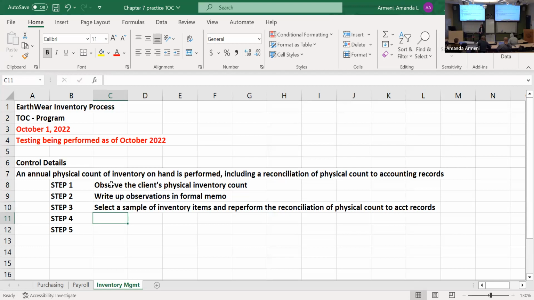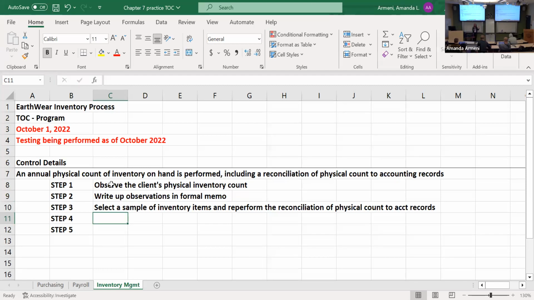Okay, so two-part control means you need to do a couple of things. Not only do you want to walk around and observe that they're actually doing it, but by re-performing their reconciliation, you're making sure they're doing it right. You see what I'm saying? You're making sure that they're actually following through, because the whole point of this control is to ensure that inventory is properly stated in the accounting records.